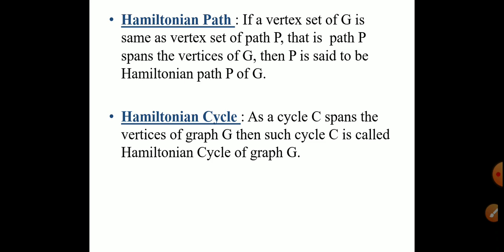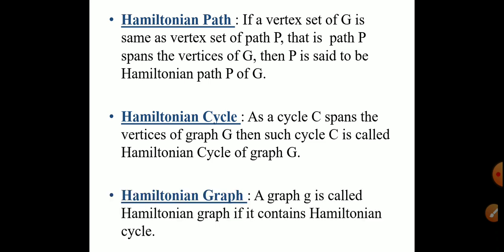Hamiltonian cycle. If a cycle C spans the vertices of graph G, then such a cycle C is called a Hamiltonian cycle of graph G. If the cycle spans all the vertices of the graph G, then that cycle is called a Hamiltonian cycle of the graph G. And now, a Hamiltonian graph: the graph G is called a Hamiltonian graph if it contains a Hamiltonian cycle. That means a Hamiltonian graph is a graph which contains a cycle which has all the vertices of the graph G.